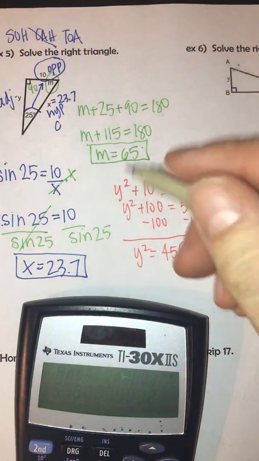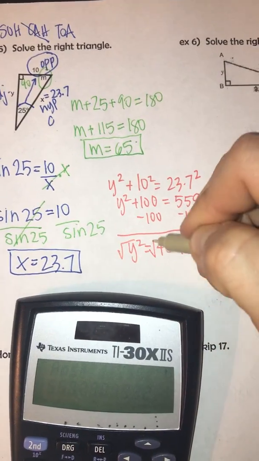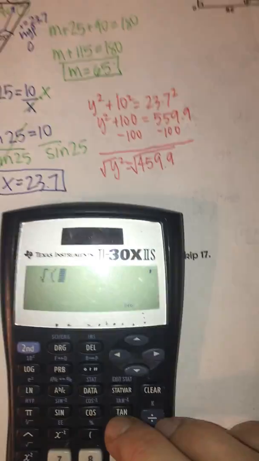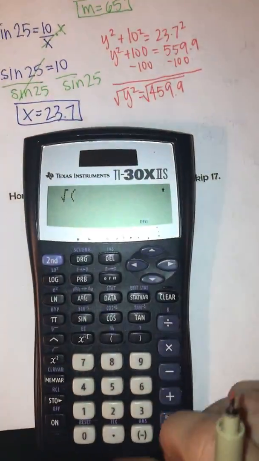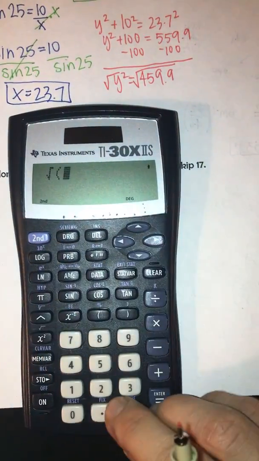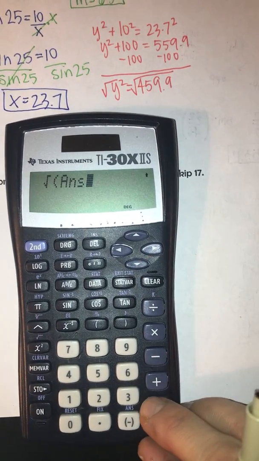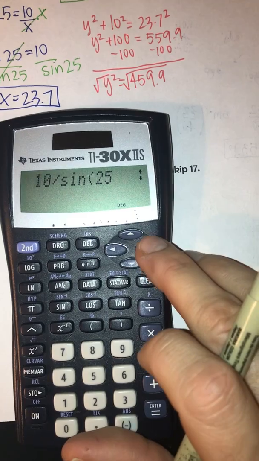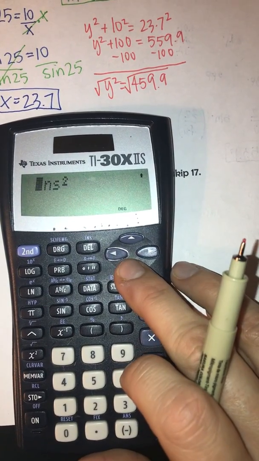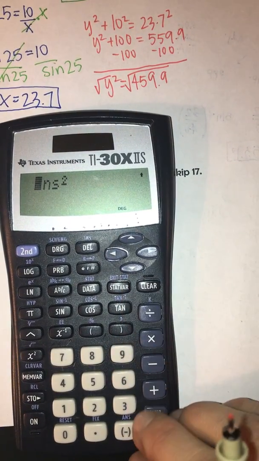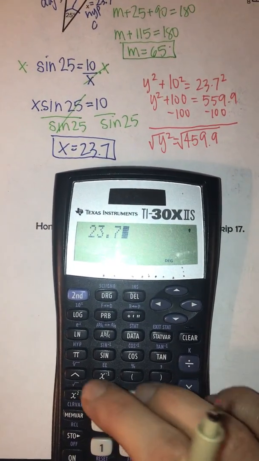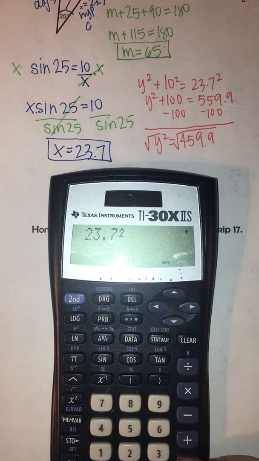So now I can take the square root of each side. So I'm going to take the square root of that. And if you never use square root of answer, second equal sign, it takes the previous answer and takes the, oh, I don't know how to do that. Hang on, sorry. Oh, goodness. I messed this up, sorry. Oh well, we'll just go with what we had.